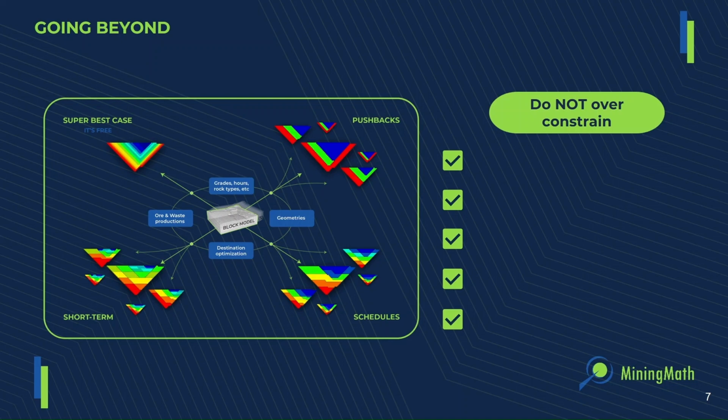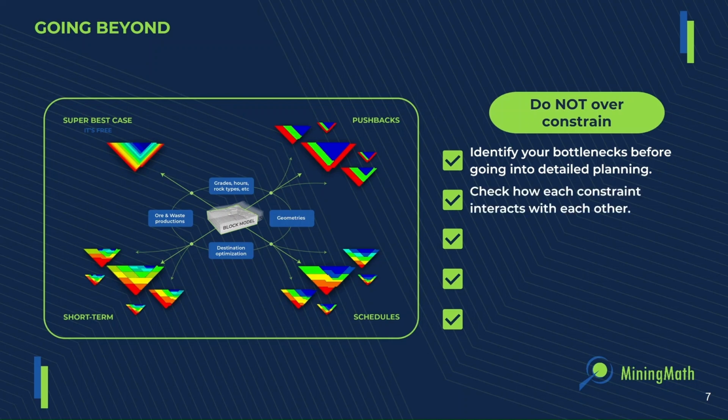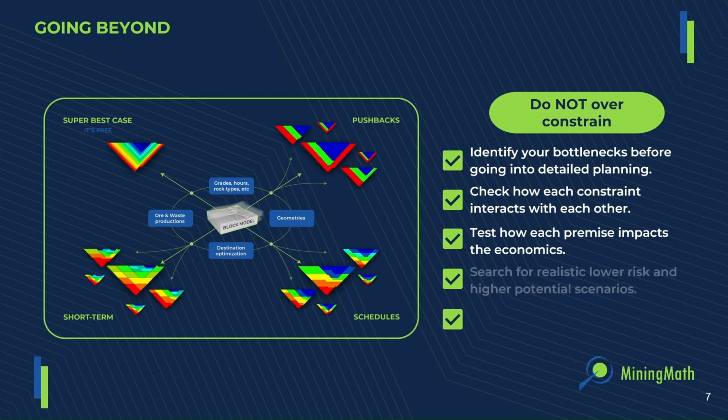Firstly, you can see from the diagram that MiningMath doesn't work step by step. So you have your block models, you enter all your variables, and depending on which one you enter, you can generate different scenarios with different results for analysis, straight from the block model. And with these features, you can identify your bottlenecks before going into detailed planning. Check how each constraint interacts with each other. Test how each premise impacts the economics. Search for realistic lower risk and higher potential scenarios. Reveal hundreds of unseen distinctive solutions.